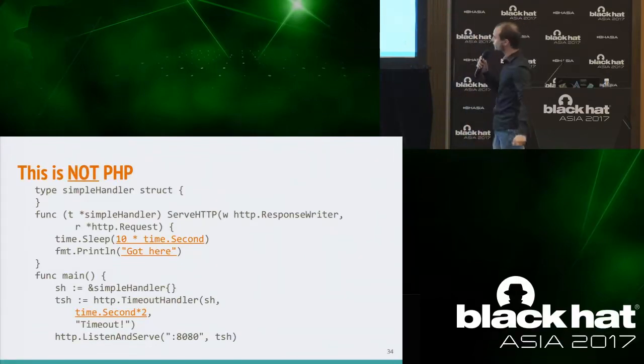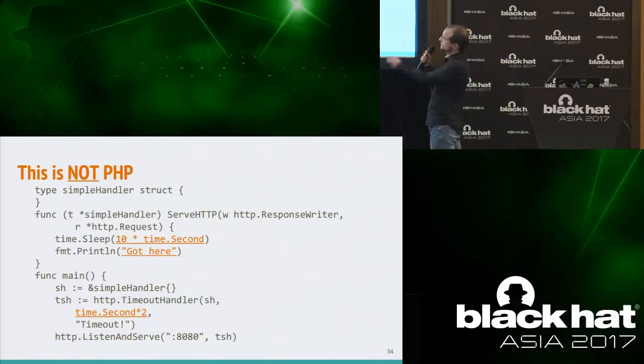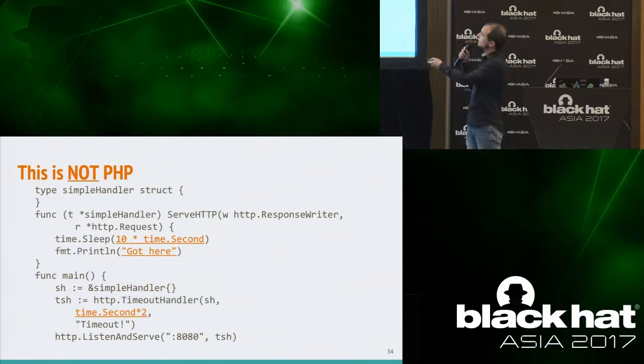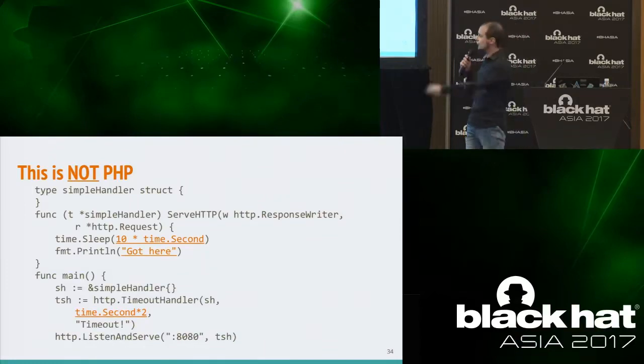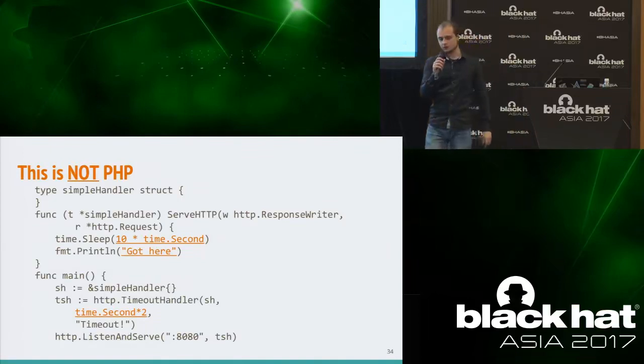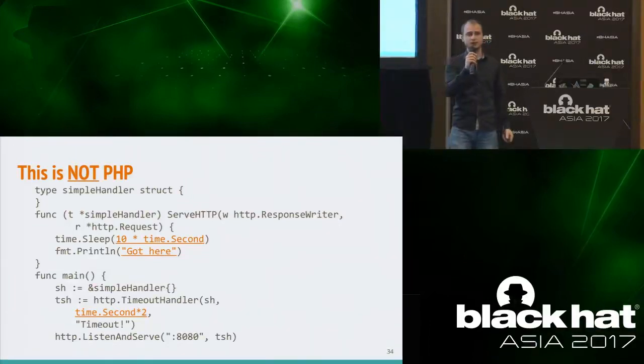This is a simple example. I just created the most simple HTTP handler that you can build because it only has the serve HTTP function. That function slept for 10 seconds and printed something to standard output. Then I run the web server with that handler with a 2-second maximum execution time limit. Turns out this gets printed every time because the standard library cannot kill your Go routine.